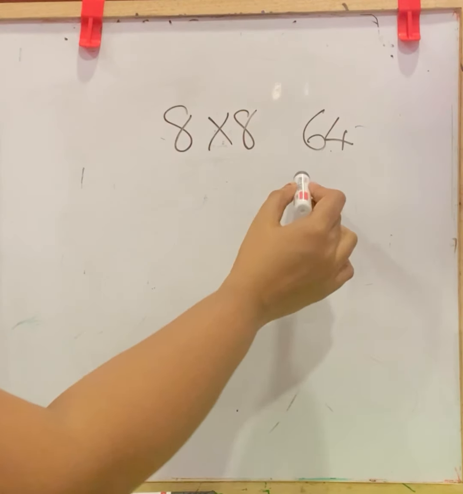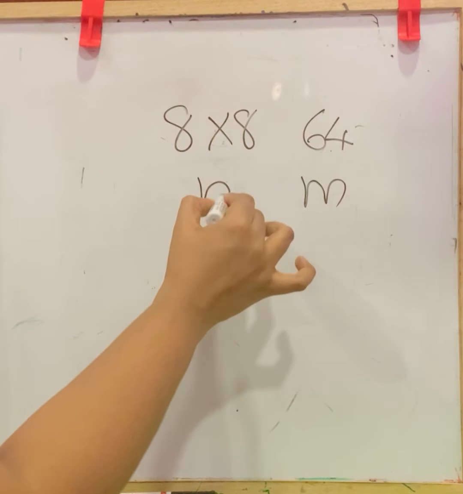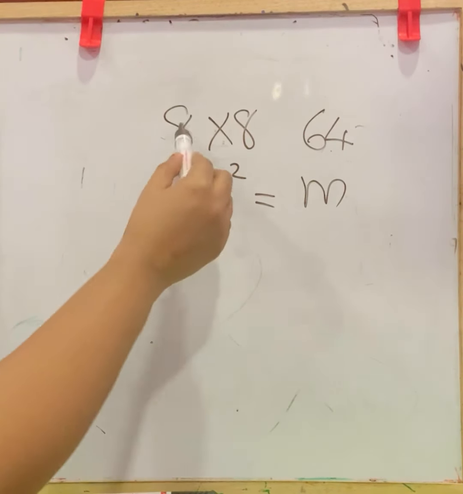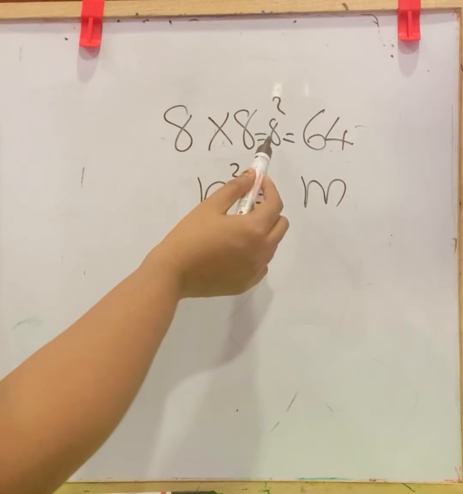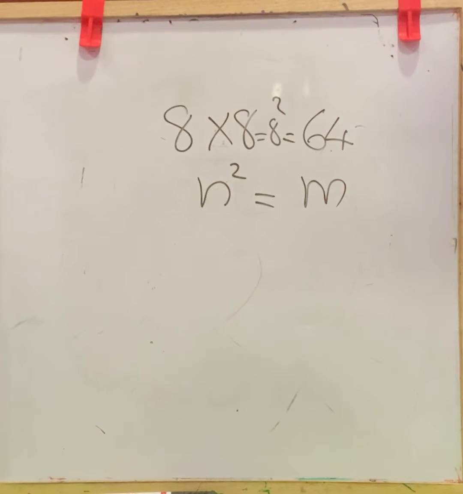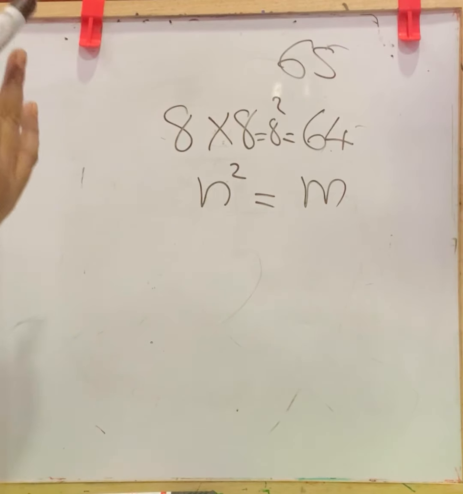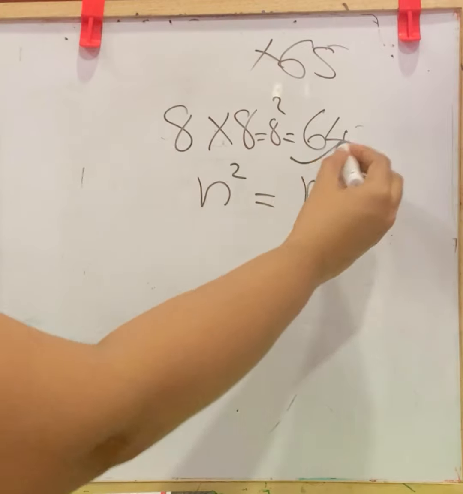Generally, we can say if m is a square number, that number can be expressed as n square form where n is a natural number. Here 8 into 8 means 8 square. 64 can be expressed as 8 square. That is n square form. So 64 is a perfect square. But what about 65? You can't express it as an n square form. So it is not a perfect square, but this is a perfect square.